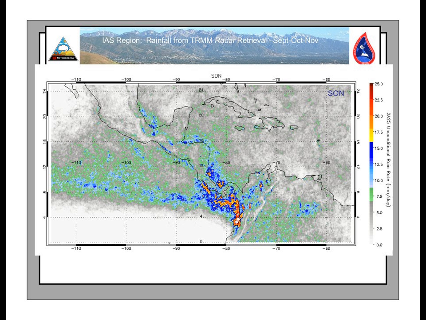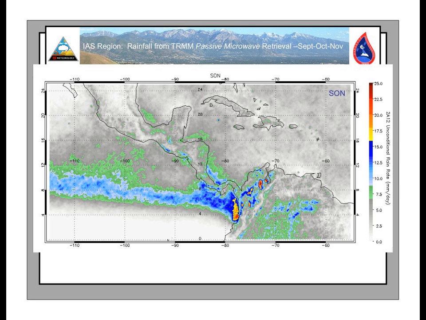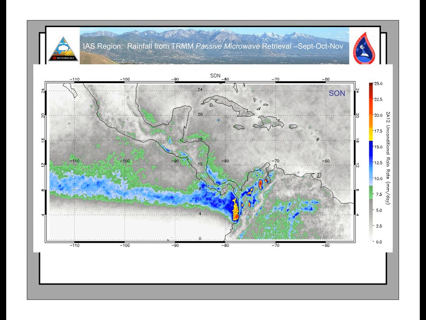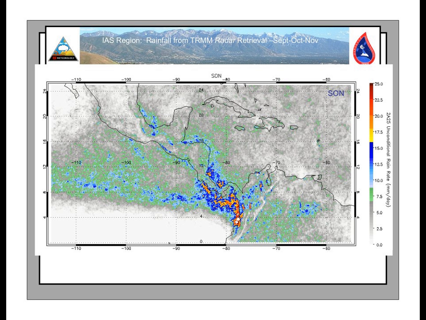However, let's toggle back and forth between the radar algorithm and the passive microwave algorithm, and I'll just go back and forth a little bit. And you can see radar, passive microwave, radar, passive microwave. Passive microwave, for reasons that nobody completely understands, thinks that it rains more heavily in the oceanic intertropical convergence zone, whereas the precip radar algorithm says that it rains a little more often in the heavier rain regions on land. Again, this is just a little bit of a caution that you can't take any one of the TRMM radar algorithms completely literally.